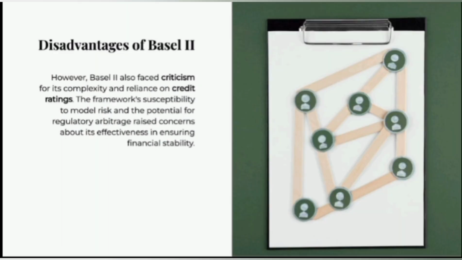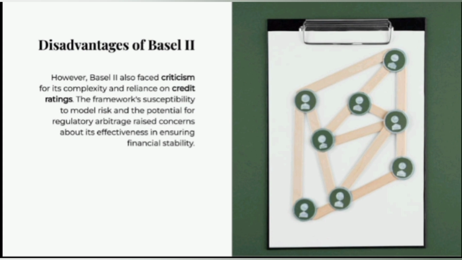Then we have disadvantages of Basel II. First, we have complexity, that means it integrates regulations, challenging bank implementation. Second, higher compliance costs, increasing regulatory burden. Third, potential impact on lending. Stricter capital requirements may reduce lending.